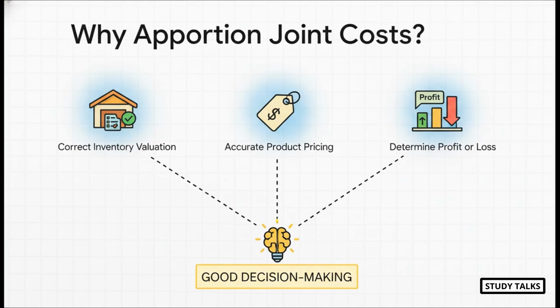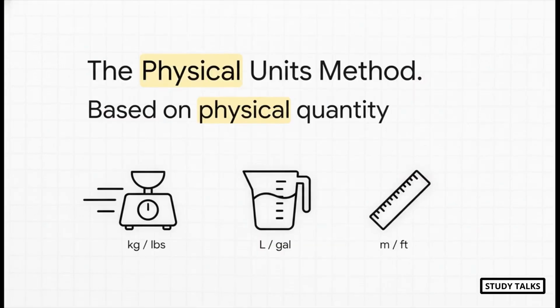And you might be wondering, why even bother? Well, it's incredibly important. If you don't apportion those costs correctly, you can't value your closing stock properly. You won't know how to price your products, and you'll have no idea which of your products are actually making you money. It's fundamental.